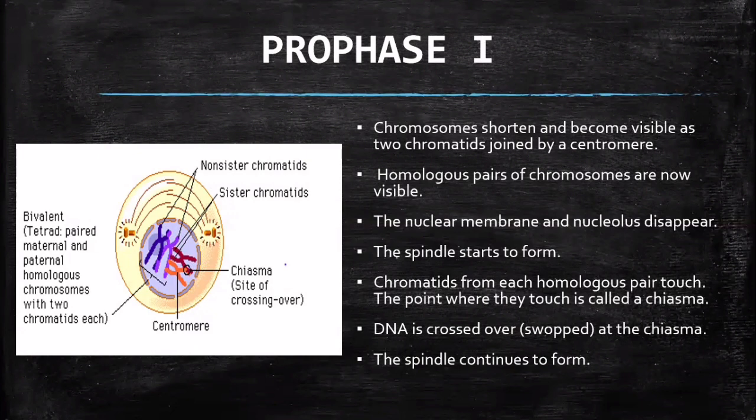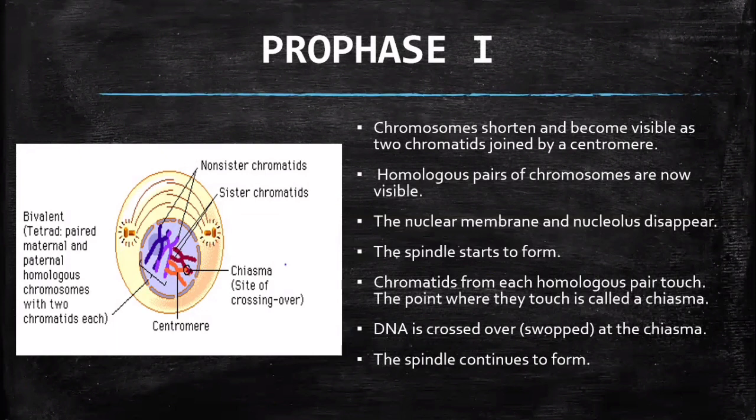Now, what also happens during prophase I is that the nuclear membrane and the nucleolus start to disappear. A nucleolus is like a nucleus within a nucleus. They will start to disappear, and then the spindle fibers start to form. As the other things disappear, spindle fibers form.